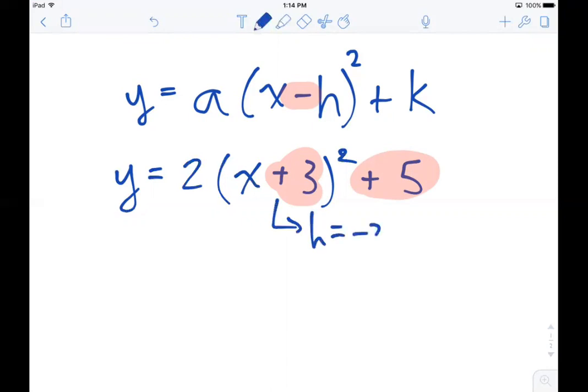But again, why is it that this h value has to be the opposite? Why is it that my h value is -3? And I don't want to just say that, oh, that's because that's the way it is in the general form of the equation, because then you might ask, why is it that way in the general form of the equation? Well, let's think about this for a second.